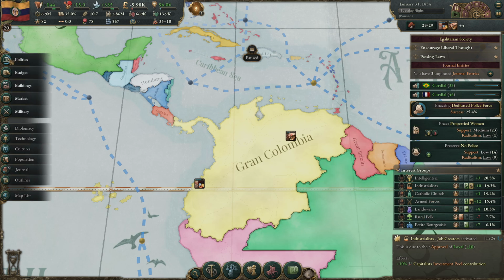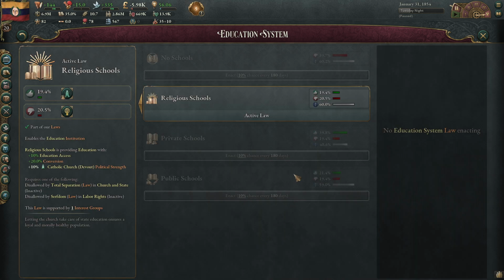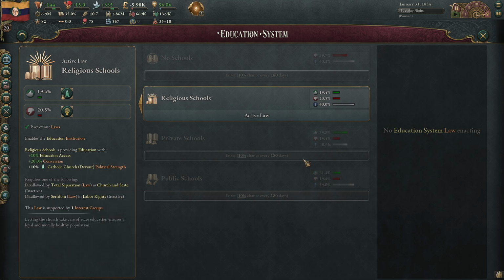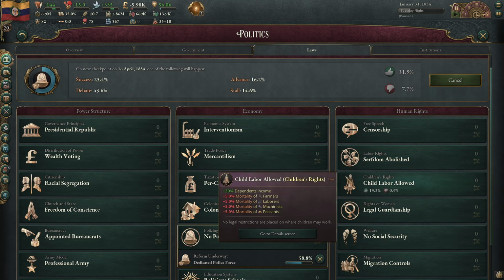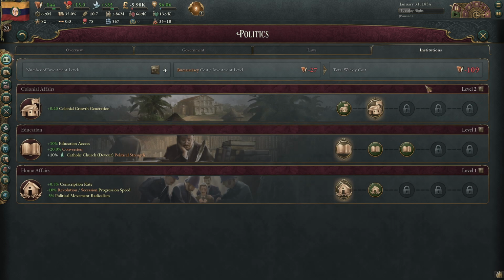I am going to wait with that until the church is no longer having the religious schools. We want to go to private schools or public schools. We need to get the intelligentsia and the industrialists in power. That's what we need to do. Gonna wait with that one.